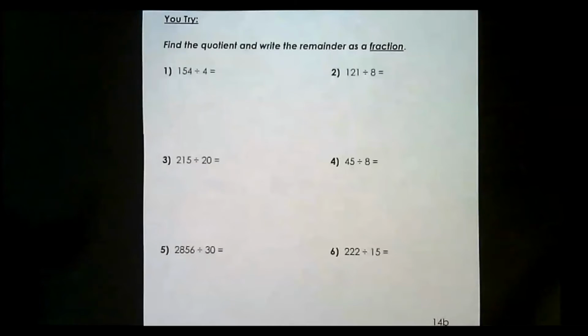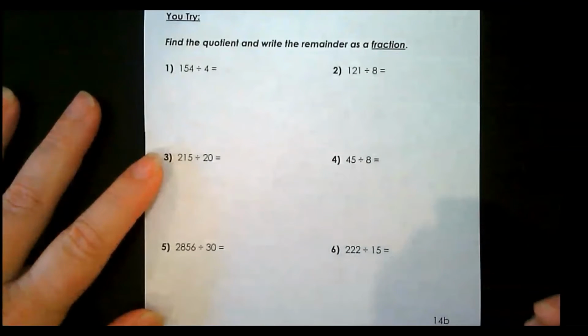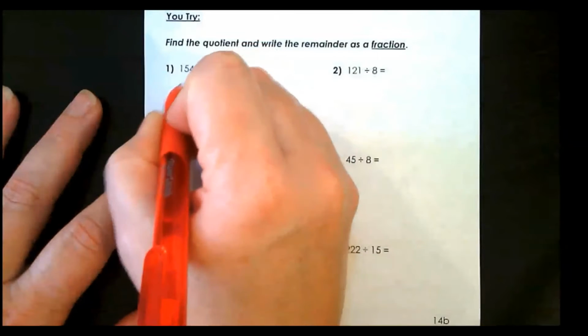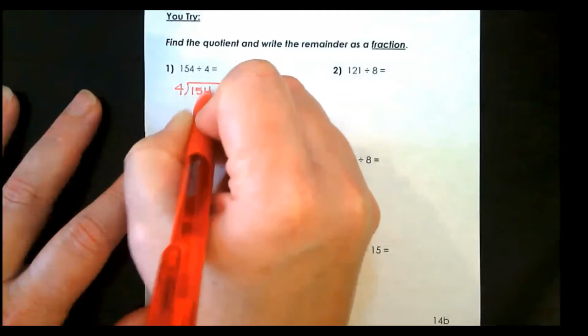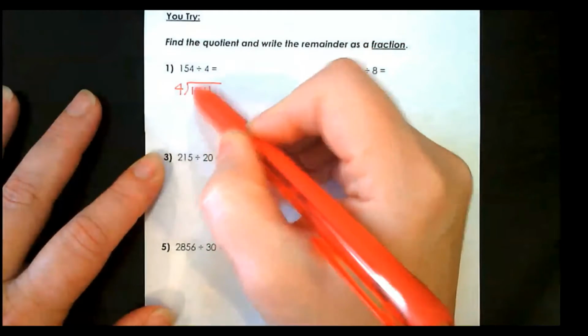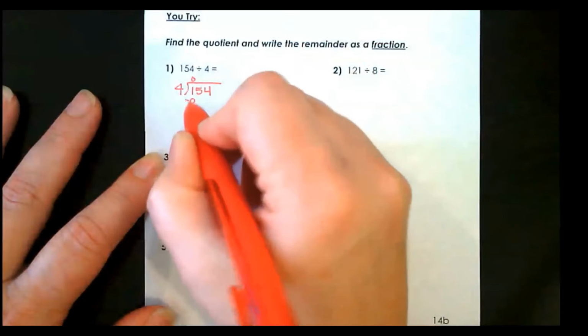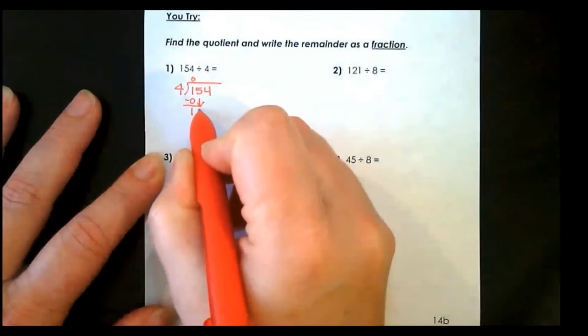Now you try. We're going to take each problem and rewrite it and solve it using the standard algorithm for long division, and then write our answer with a remainder as a fraction. Start with question number 1. The divisor goes into the dividend. 4 goes into 1 0 times. 0 times 4 is 0. When I subtract, I get a 1. I bring down the 5.